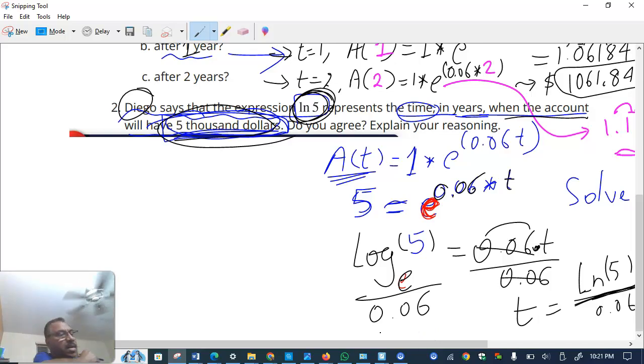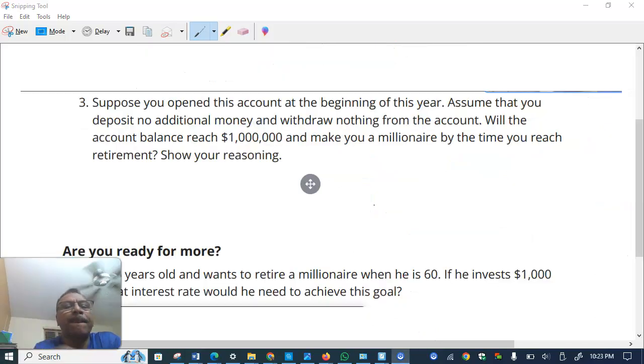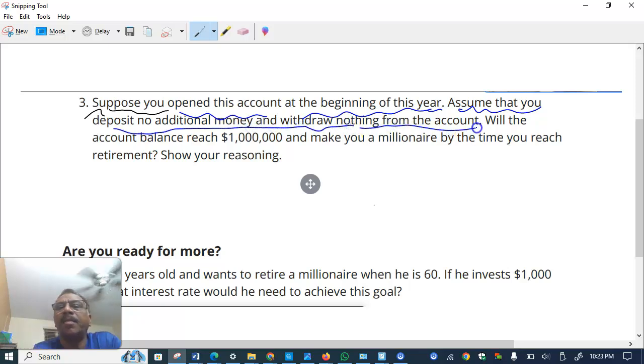I hope that makes sense. Then another question they're asking is: suppose you opened this account at the beginning of this year, and assume that you deposit nothing additional and you don't take away any money. Will the account ever be 1 million?